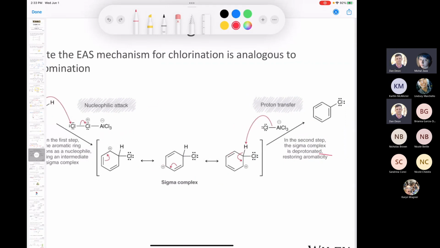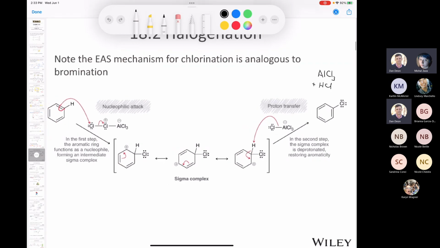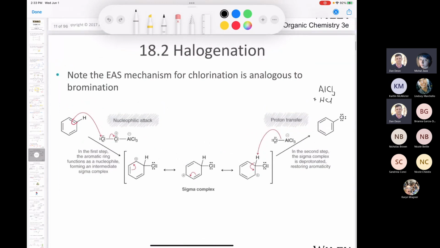It says here you restore the aromaticity, and they left out the other products that you would get. So from this, you would also get your aluminum trichloride. So you'd regenerate your catalyst, and you'd also end up with some HCl, right? Because here you're forming a bond between H and Cl to make some hydrochloric acid. Just like that. So halogenation, same thing.